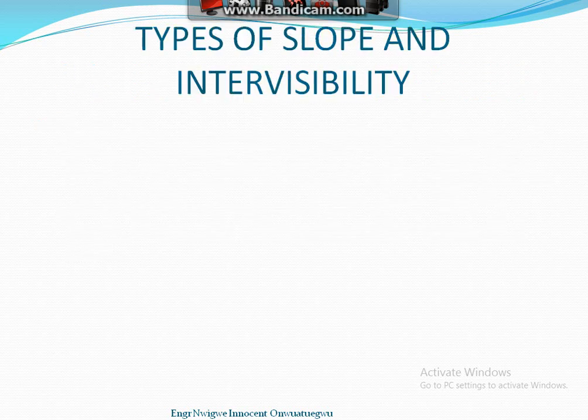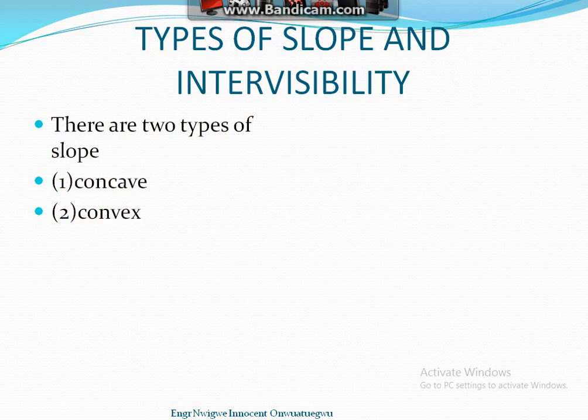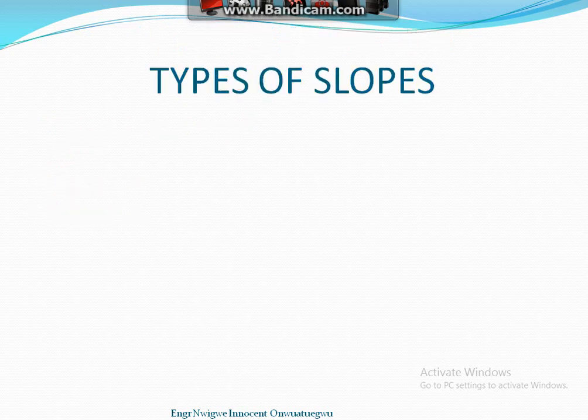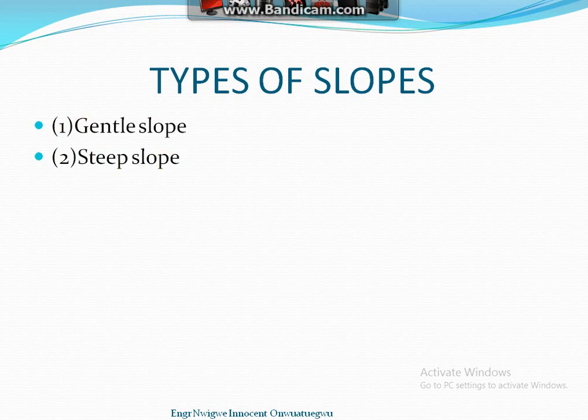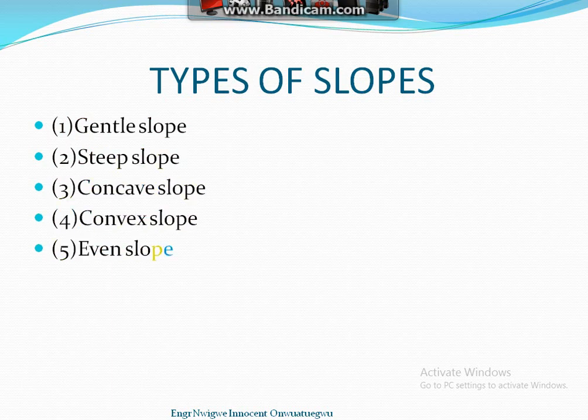Types of slopes and intervisibility. There are two types of slope, concave and convex. Types of slope: 1. Gentle slope. 2. Steep slope. 3. Concave slope. 4. Convex slope. 5. Even slope.